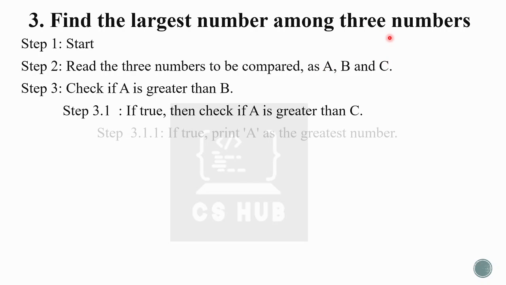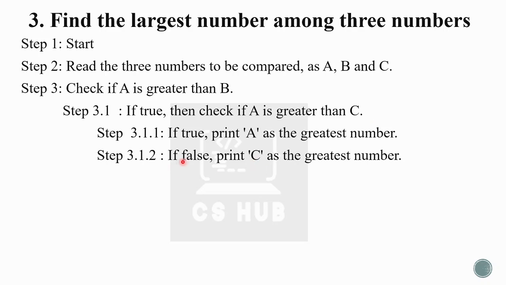If A is greater than C, then if this condition holds, so 3.1.1, this is the substep of 3.1, we can say that A is the greatest number. And if it is not true, we can say that C is the greatest number, right? That is, A is greater than B, and A is less than C, which means C is greater than A, which means C is the largest number. That is described in step 3.1.2. If false, print C as the greatest number.